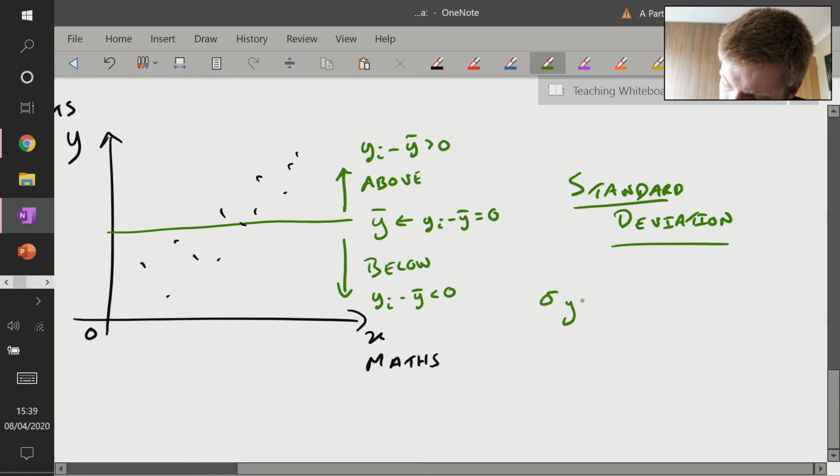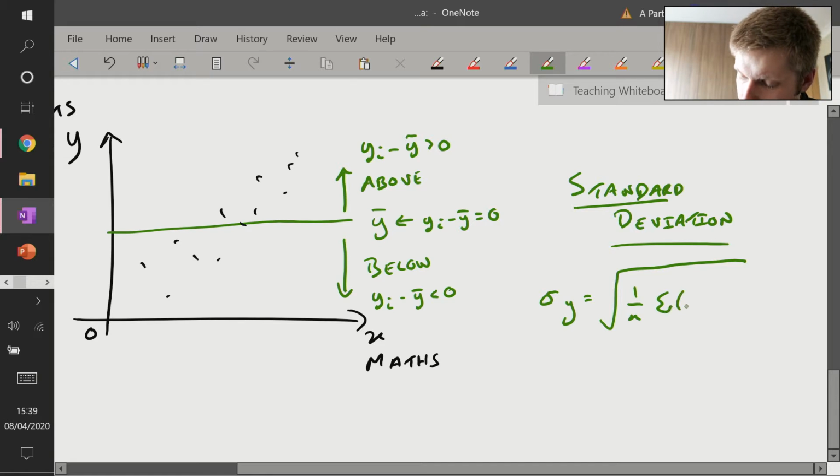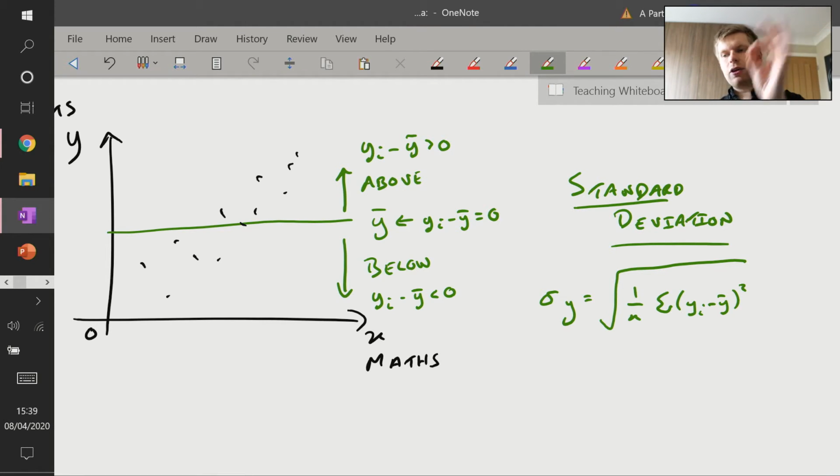So sigma y, a similar kind of thing, would be the square root of 1 over n times the sum of (yi minus y bar) all squared. Okay, so now I've got a measure of the average spread from the mean in terms of the math score and also the stat score as well. Because that's what the standard deviation tells me.